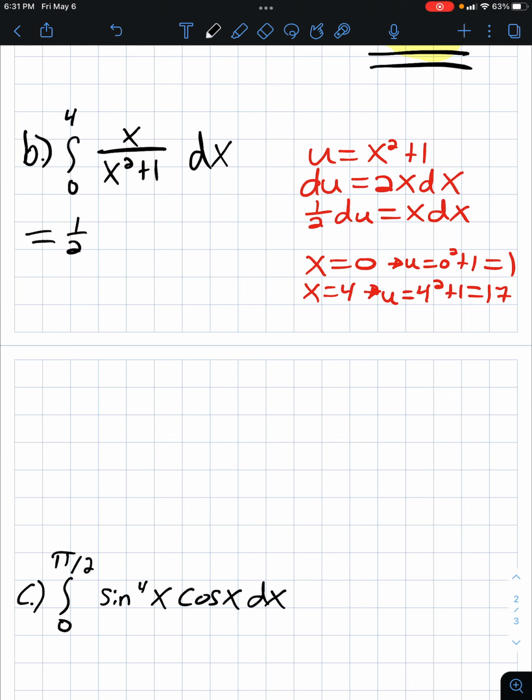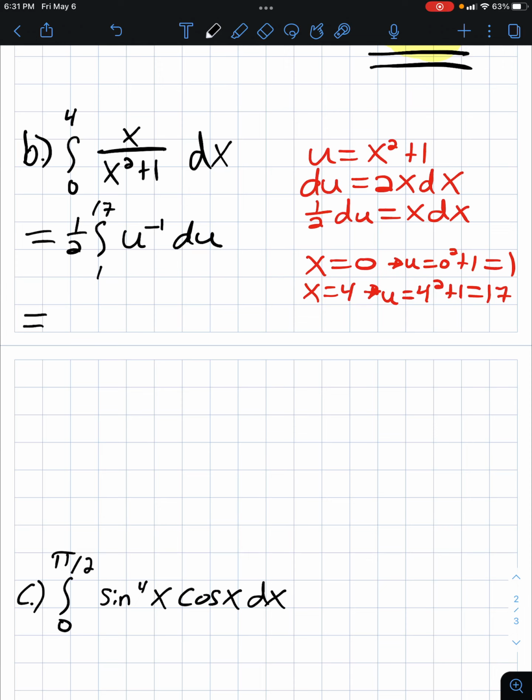I'm going to take out a constant. 1/2 integral from 1 to 17 of x dx, which is du. So then we get u. So it becomes u to the negative 1 du. Since our denominator is our u, I'm bringing u into our numerator, so it becomes u to the negative 1.